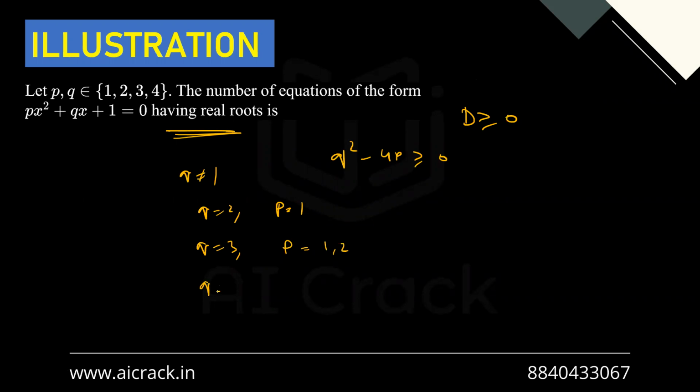Now if I take q equals to 4, in that case p can be 1, 2, 3 and 4 as well, right? Because in case q is 4, this would become 16, and if p is 4, that 4p also would become 16. So this overall becomes 0. So p equals to 1, 2, 3 and 4. So basically 1 from here, 2 from here and 4 from here. So overall 7 equations can be formed having real roots.